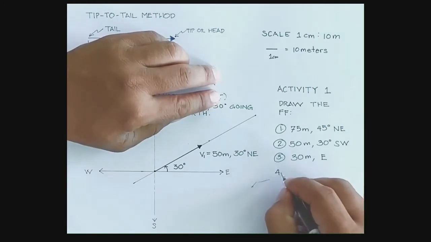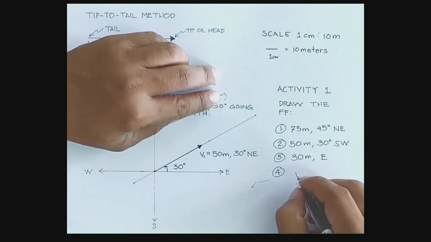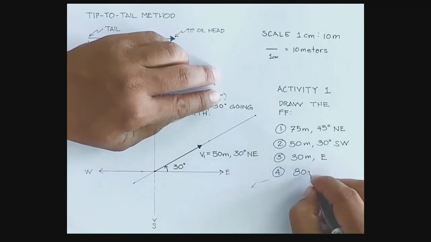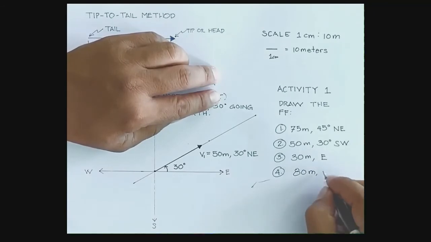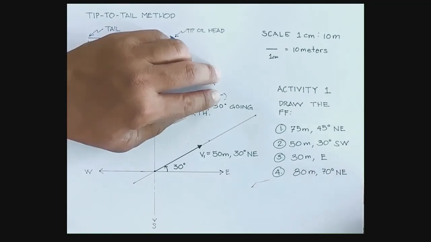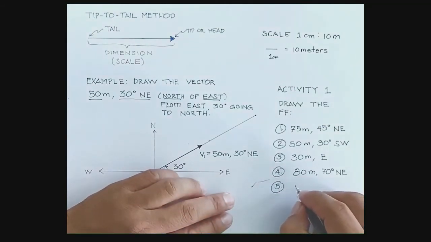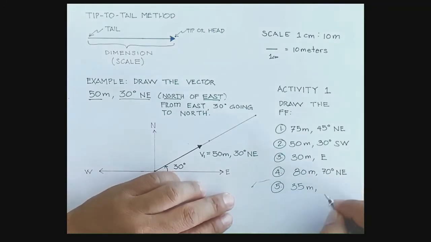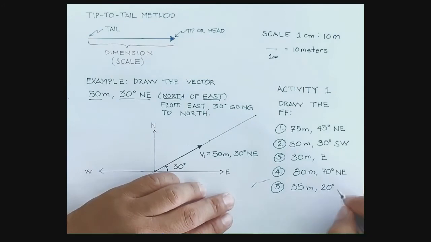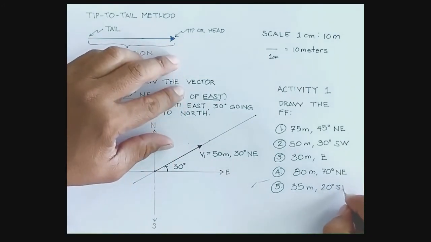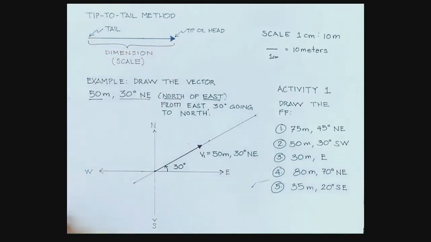And then number 4, we will have maybe 80 meters, 70 degrees, going north from east. And the last, number 5, or vector 5, will be 35 meters, 20 degrees south of east. Okay.